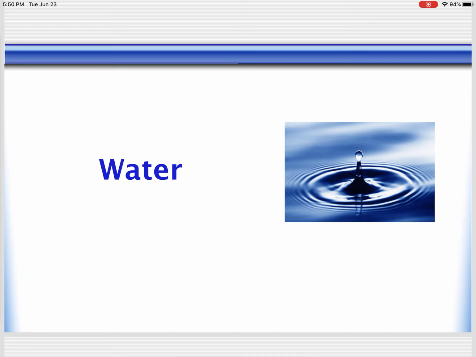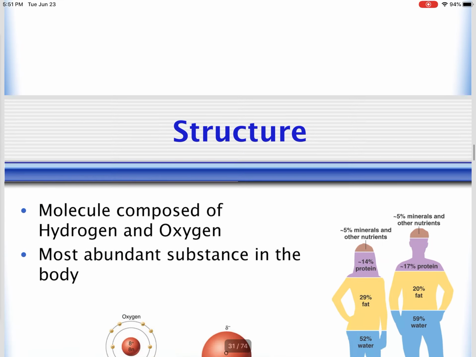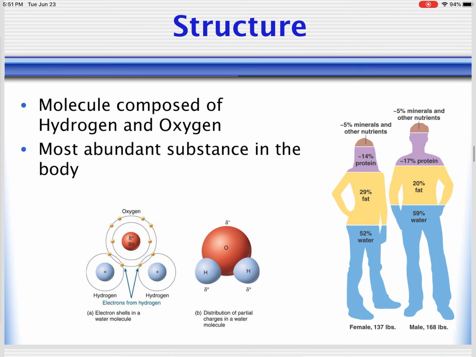Okay, let's talk about our fourth macronutrient. We talked about carbohydrates, we talked about fat, we talked about protein. Our fourth macronutrient is water. We know we need water. Come on now, you know that. Water is made up of hydrogen and oxygen. I'm not going to ask you that, but you probably already know it.